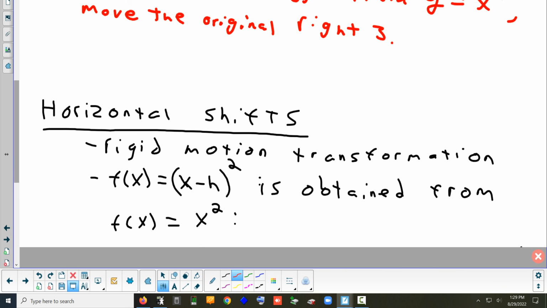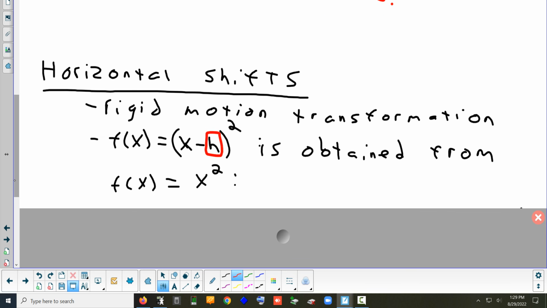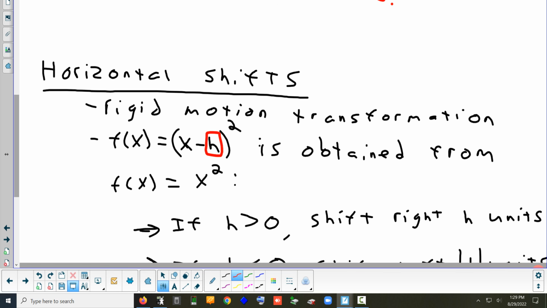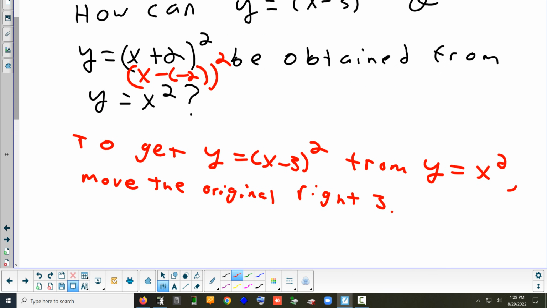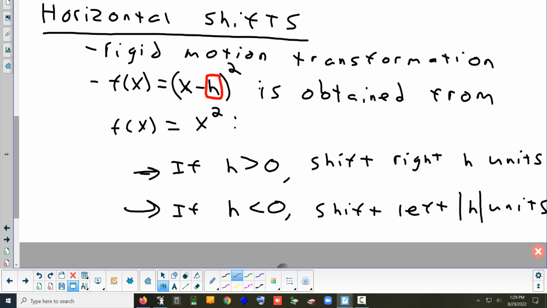So again, another rigid motion transformation. And if you write it in the form x minus, and then focus on the number that comes after the minus sign, that number tells you which way to go. If the number after the minus is positive, you go to the right. If the number after the minus is negative, like it would be here, minus negative 2, I would go to the left. Again, when we talk about shifting left and right, don't say you shift left negative 5 units. You just say shift left 5.